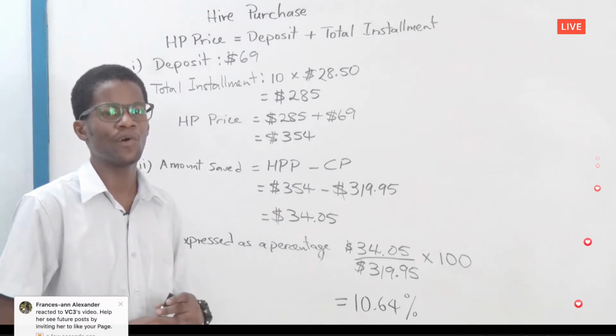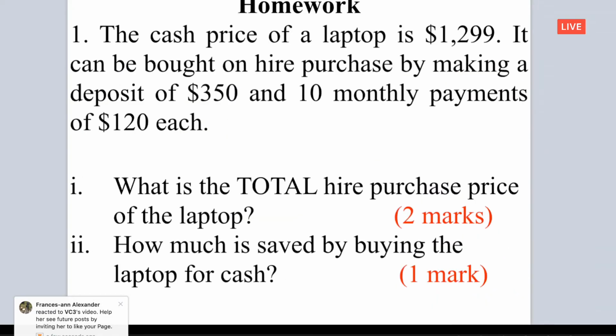So now you're going to take note of your homework. So what is your homework for today? You are given 3 questions. The first one, the cash price of a laptop is $1,299. It can be bought on hire purchase by making a deposit of $350 and 10 monthly payments of $120 each. What is the total hire purchase price of the laptop? You're going to calculate that. And the second one, how much is saved by buying the laptop for cash? Make sure you note that down. I'm going to give you some time to write it.